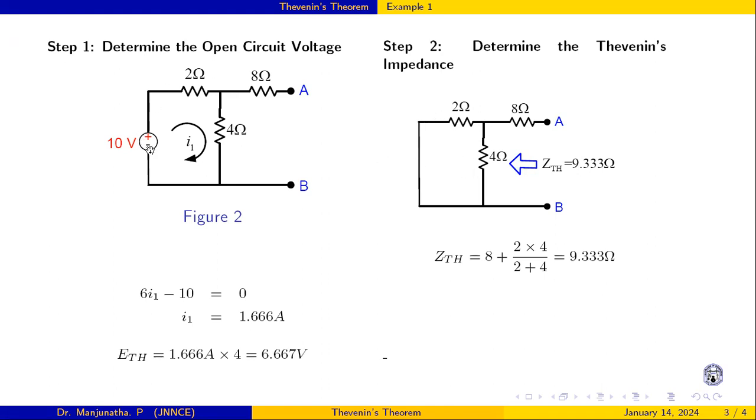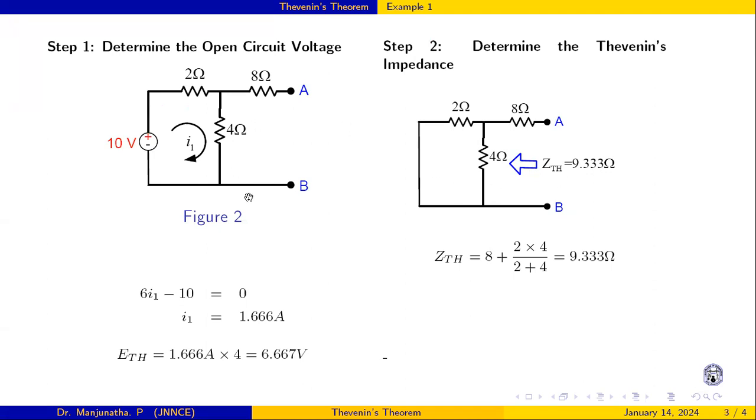In this example, we have a 10 volt source, so I will short circuit this. I have short circuited here. Now I am determining the impedance looking back between these 2 points. When I am looking back here, this 2 ohm and 4 ohm are in parallel, and this 8 ohm is in series. So 8 plus (2 times 4) divided by (2 plus 4), it is 9.33 ohm.